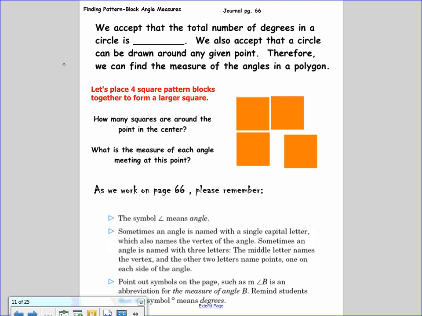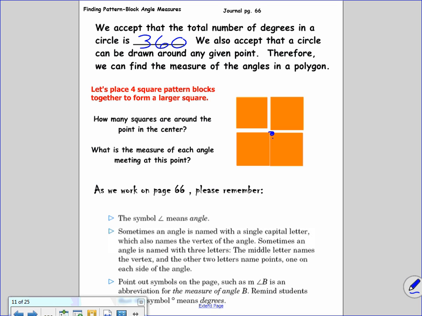We're still going here. We accept that the total number of degrees inside a circle would be 360. We also accept that a circle can be drawn around any given point. And what right here? How many squares are around the center point? Let's take a look here. We have squares. We already provided this example, right? Here's the center point.